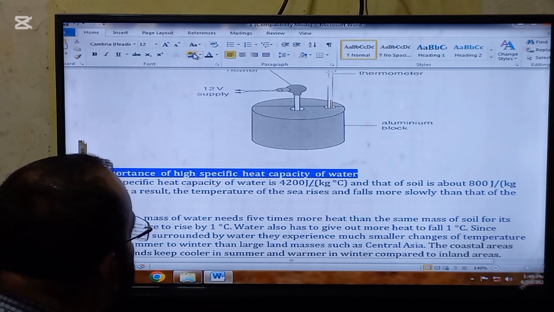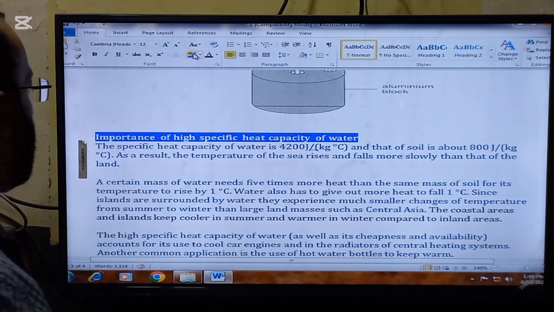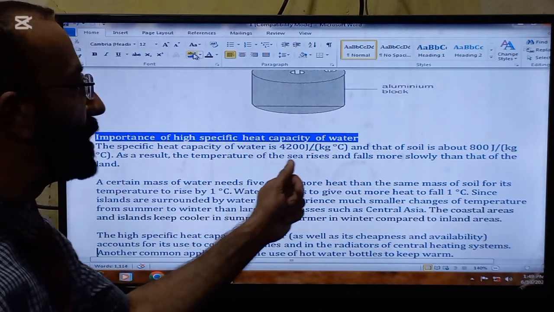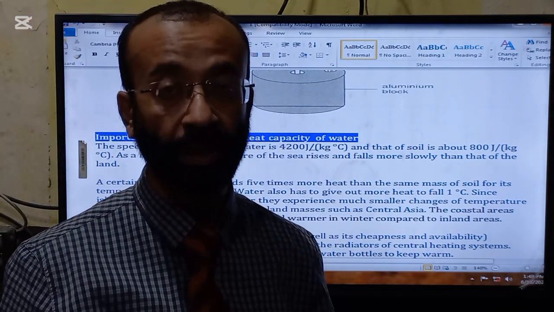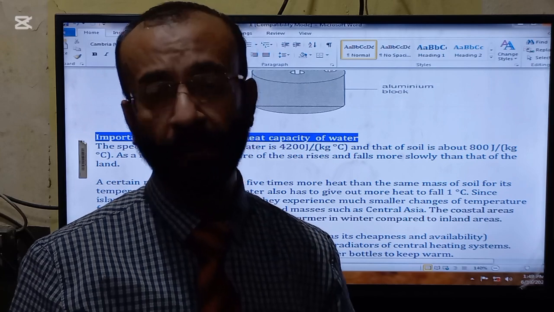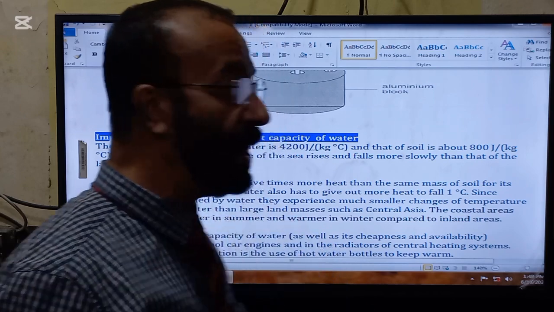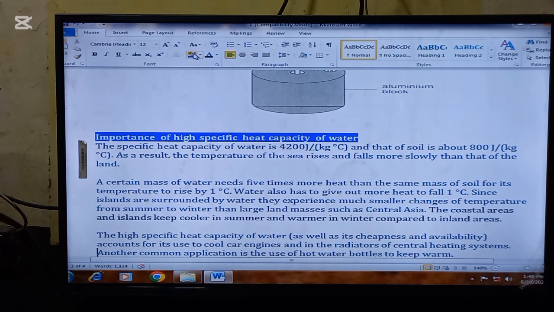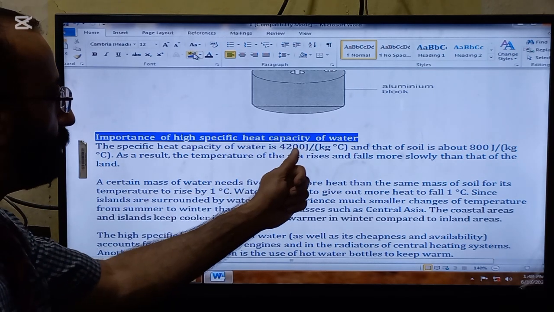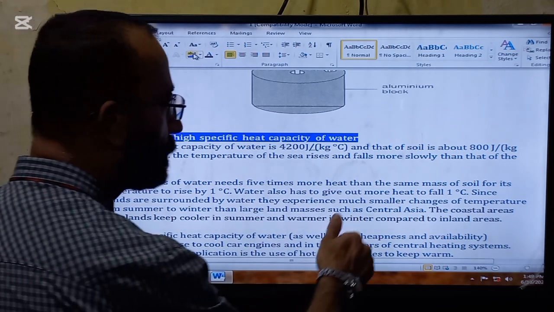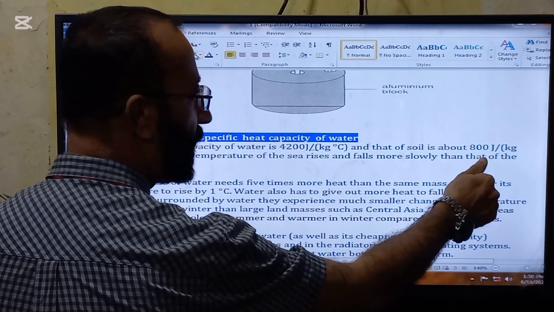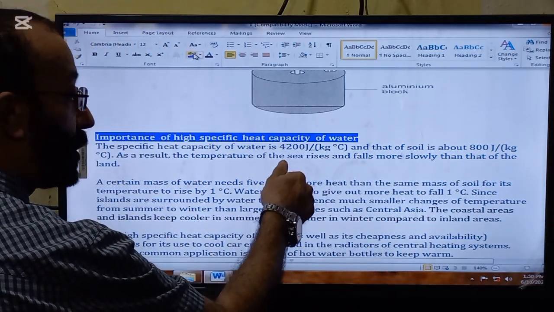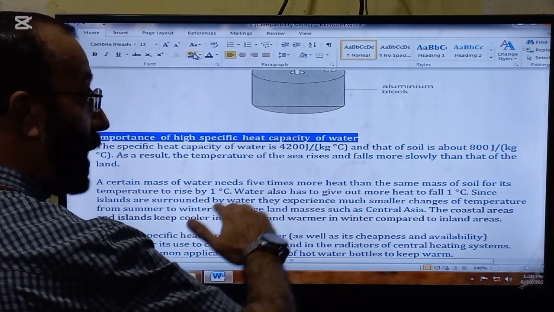Okay, the next topic which we are going to read in the lecture is the importance of the high specific heat capacity of water. As you know, the specific heat capacity of water is 4200. That is too high. So what is the importance? So we are going to read. This is a very important short question as far as your paper is concerned. The specific heat capacity of water is 4200 joule per kg degree C, and that of soil is about 800 joule. So look at the difference. Soil's heat capacity is 800 and of water is 4200. That is almost 5 times.